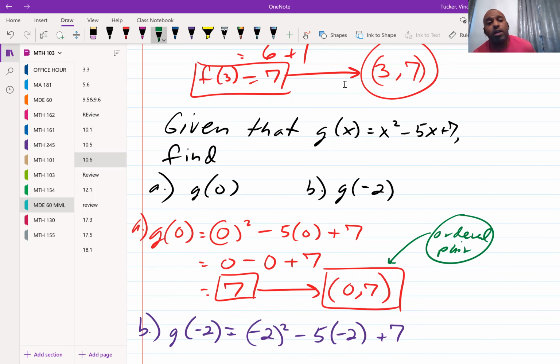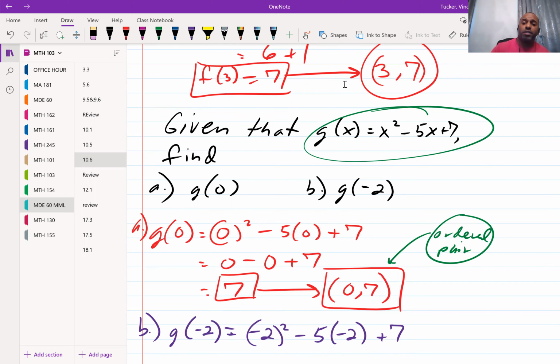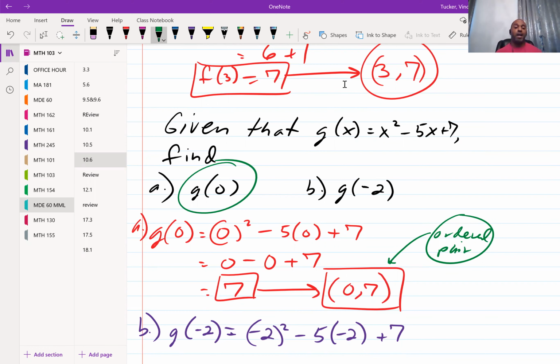All we did was they gave us this function. They established it. Now remember, don't forget, when it comes to function notation and all this stuff, they have to establish what the function is. So they give us g of x. You don't have to go find it. Then the first one says find g of 0. And that just means plug in 0 where you see x in your function. We did that, calculated or simplified, whichever way you want to look at it, and got out 7.